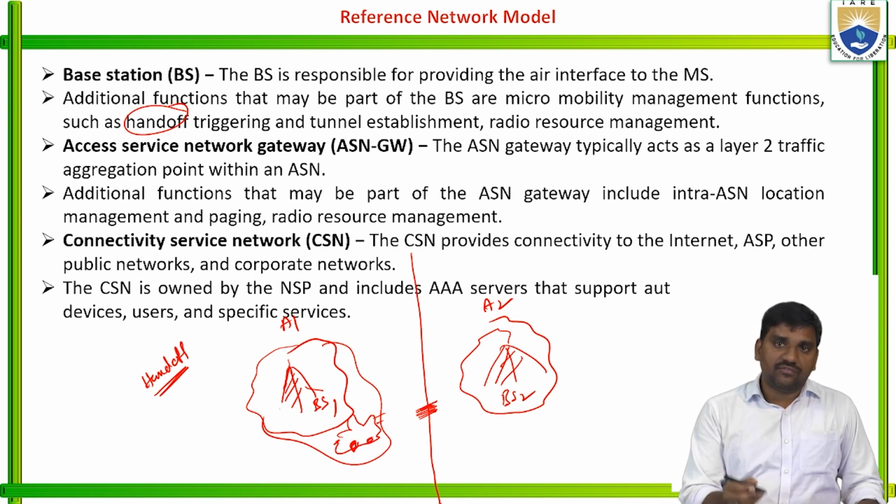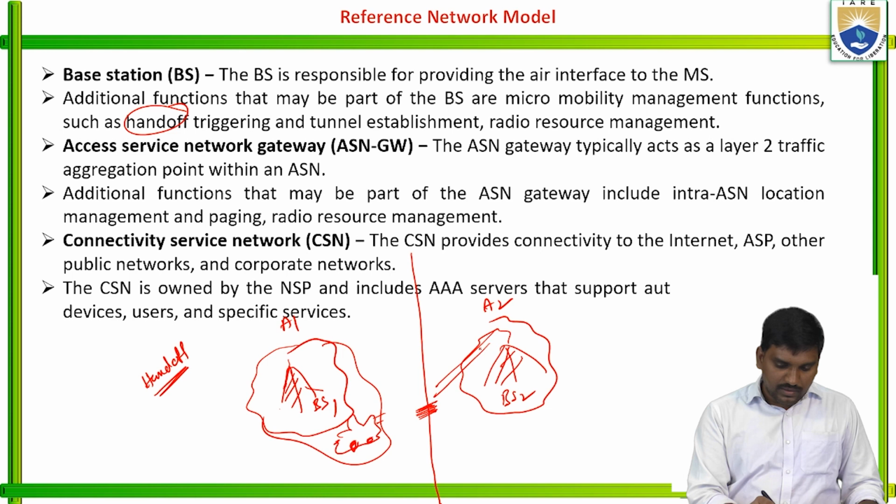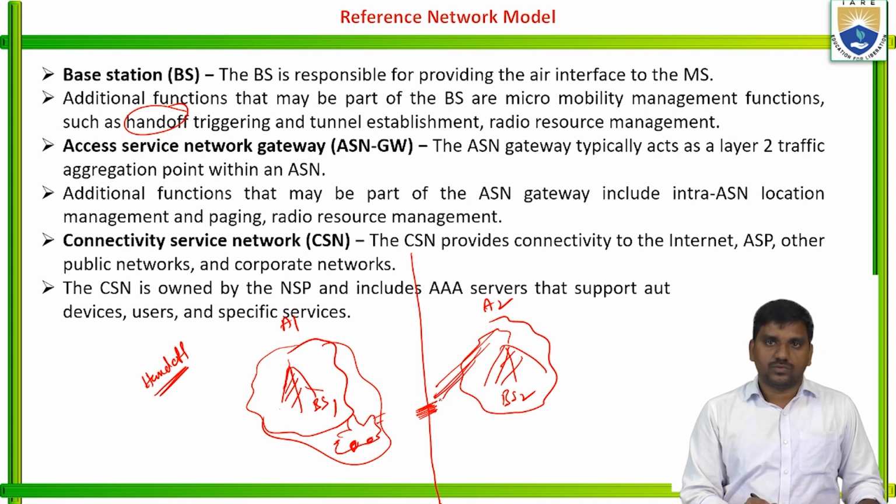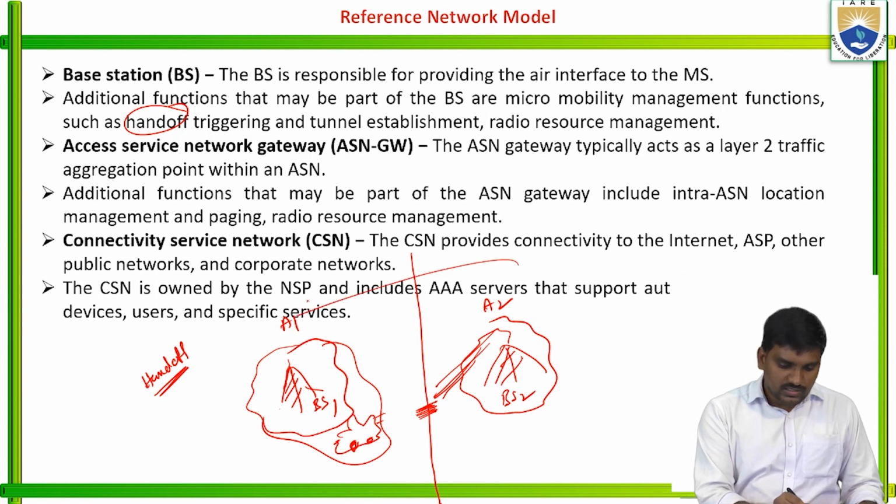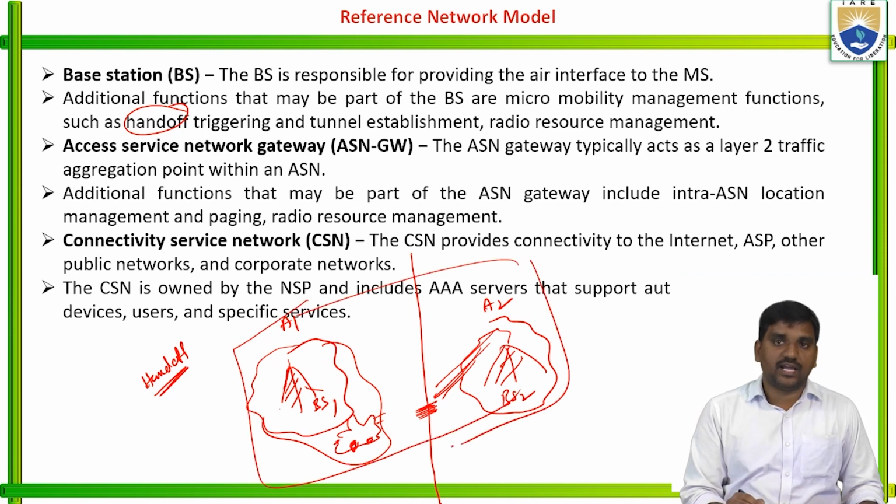When handoff is applied to this base station, it automatically collects the signal from base station 2. So there is no signal obstruction in between these two areas. So this is the concept of handoff triggering, or the handoff mechanism.